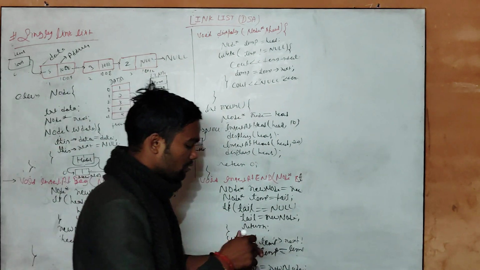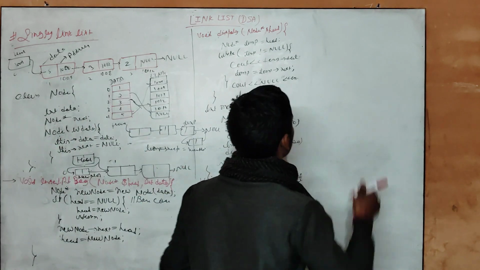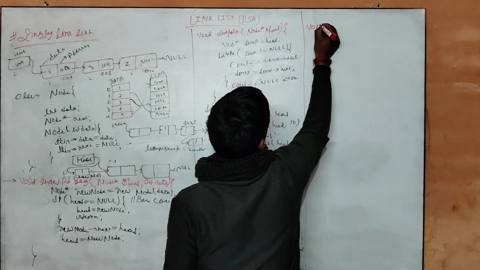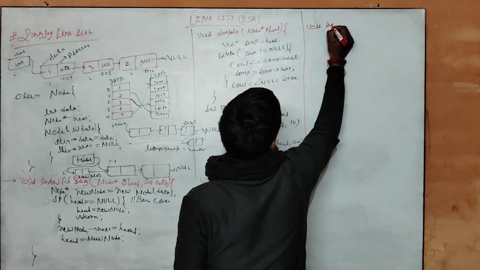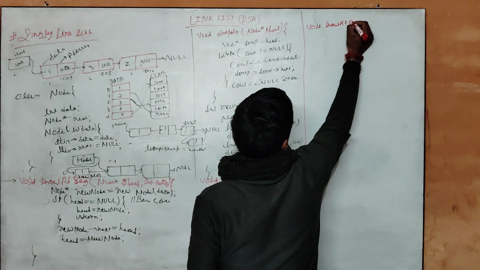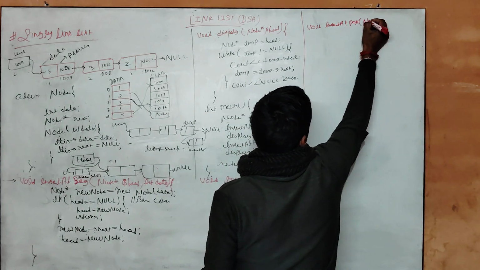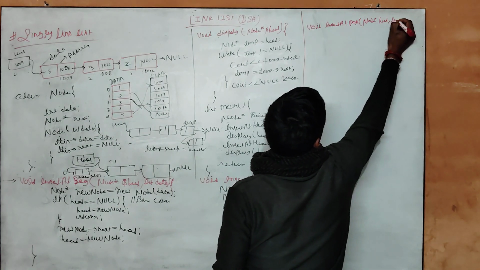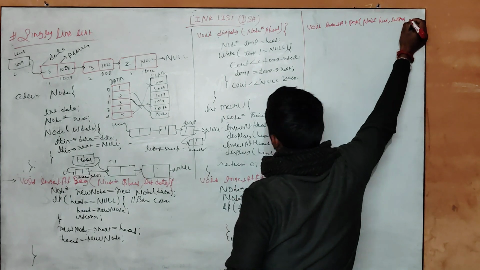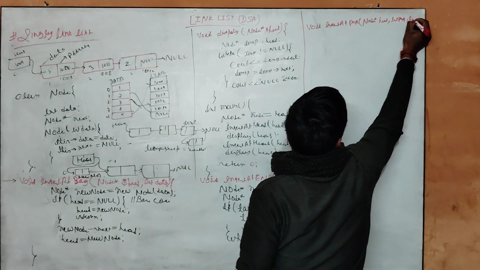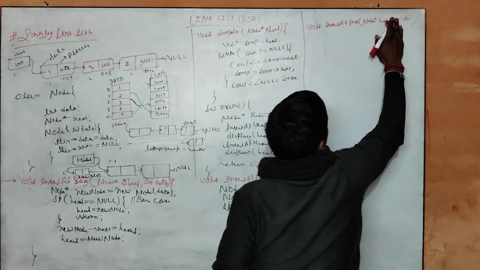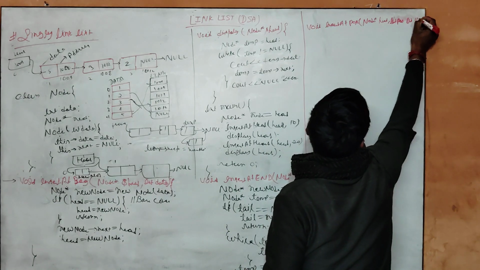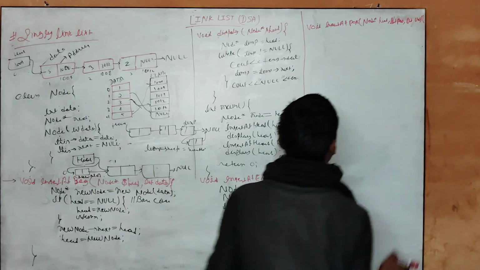Fine. Now I'm going to do insertion at a position. I'm writing a program, insertion at the position. Void insert at position. Then what will we take here? Also take node, and here take head. Here take position, and here take value, end position, end value. Okay, fine.